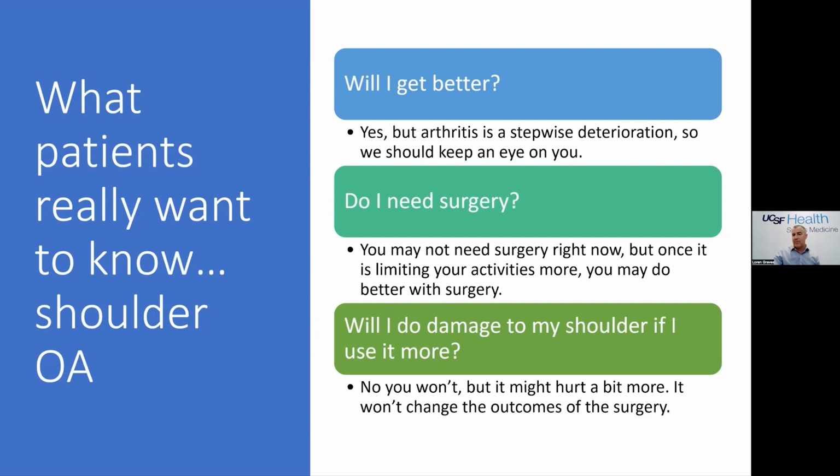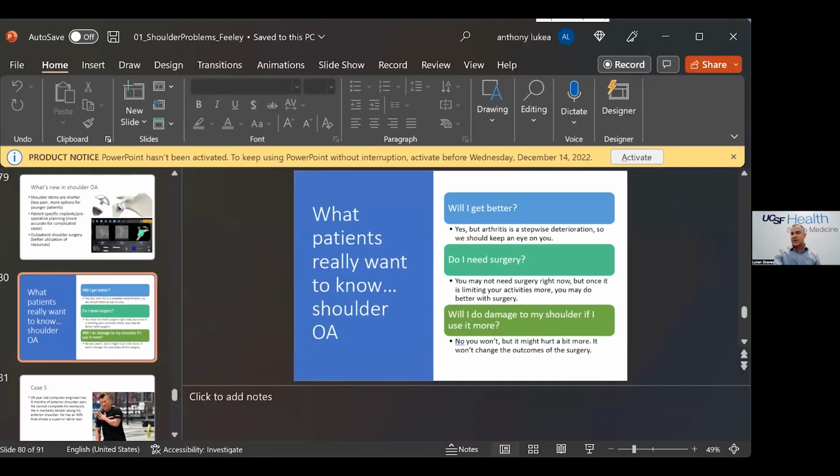So I'm going to skip the part on biceps tendonitis, and we'll talk a little bit about it during the exam. I'm going to stop sharing my screen, and then we will transition to the physical exam part of this.